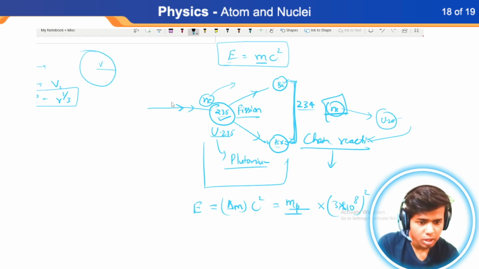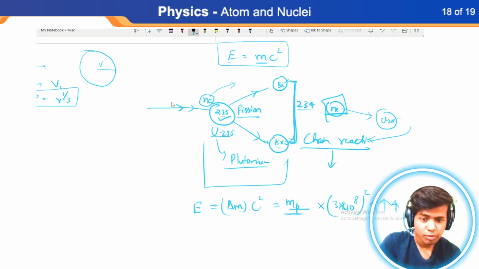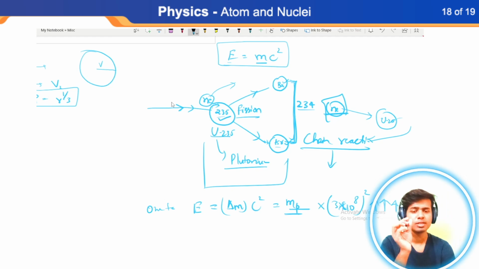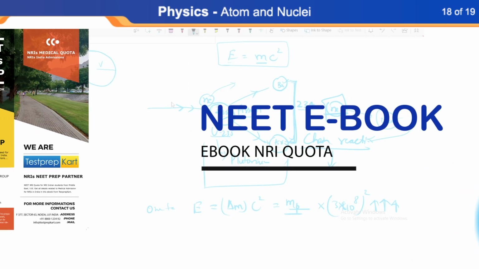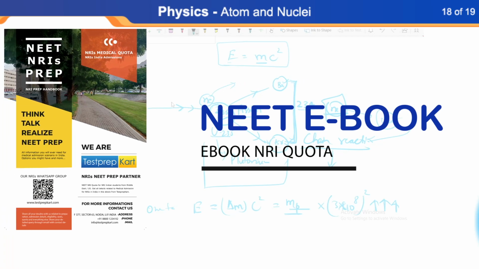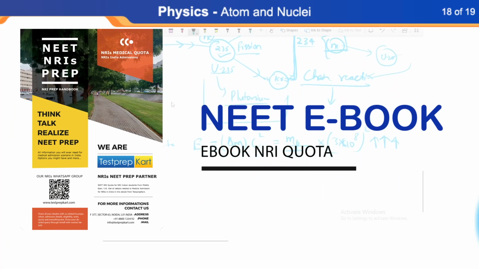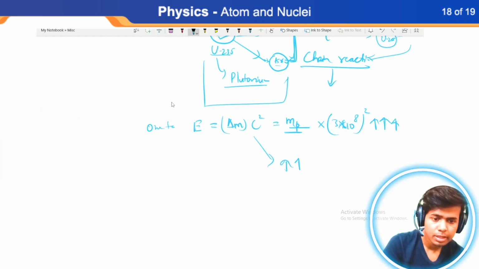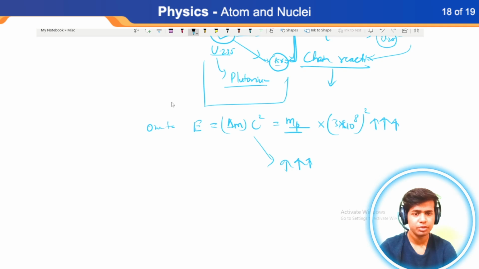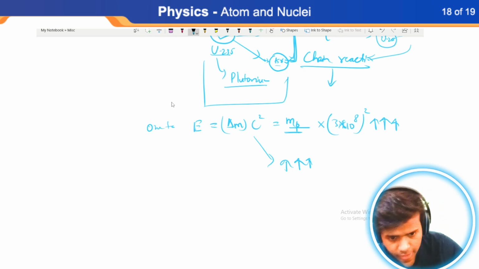Although this is small, this is a very large number, right? And this is for only one atom. Any small amount of this matter, uranium or any other fissile material, will have a huge amount of atoms, right? And that is why the energy released is very high, and that is enough to flatten a city, I guess.